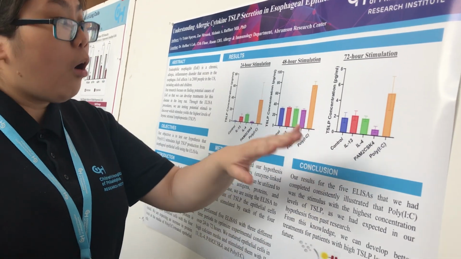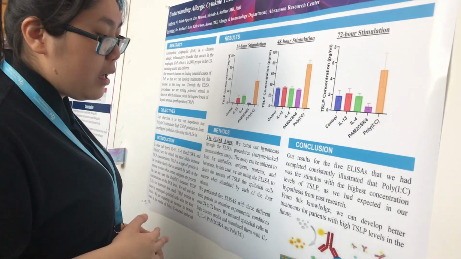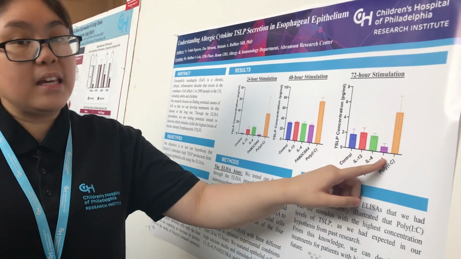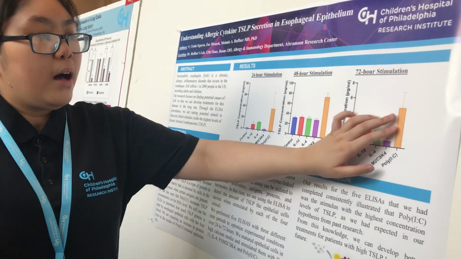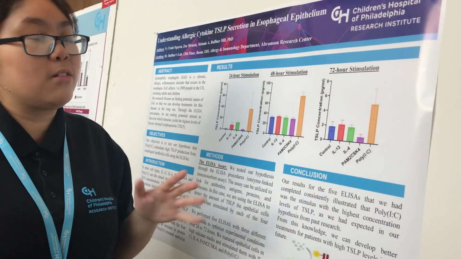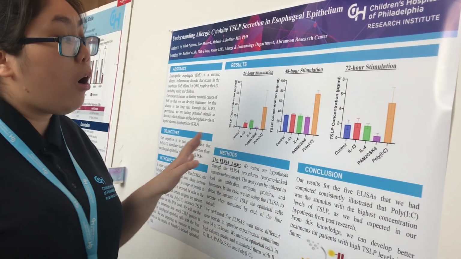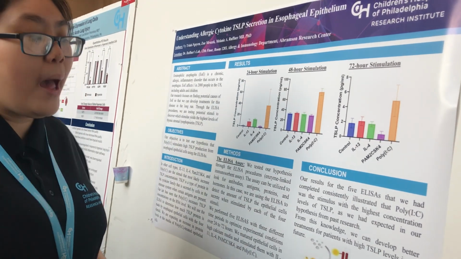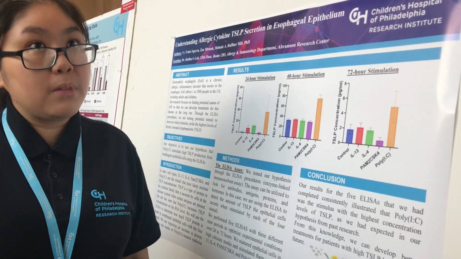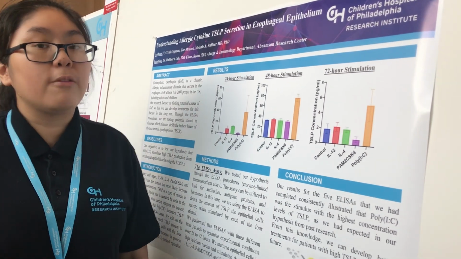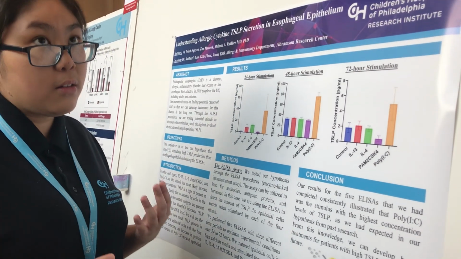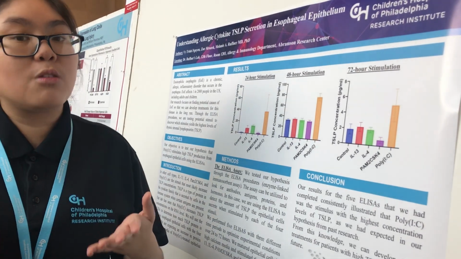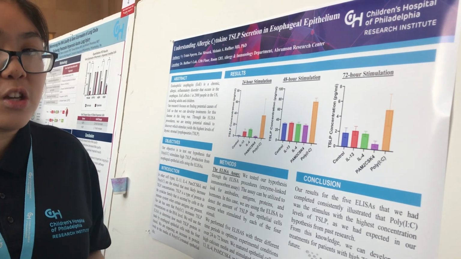Throughout all of our 5 ELISAs, and I helped perform all 5 ELISAs, poly-IC has been shown to have the highest TSLP secretion throughout all 5 ELISAs. And that is expected in our hypothesis. And from these results and from this knowledge, we hope to develop better treatments, not just for EoE, but also for other patients with high TSLP concentration levels.